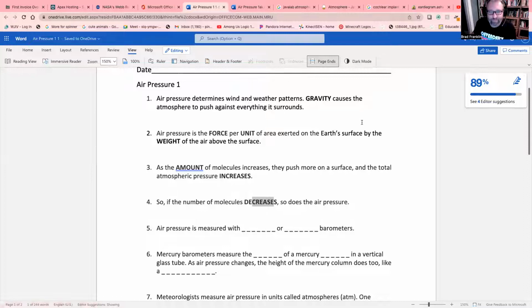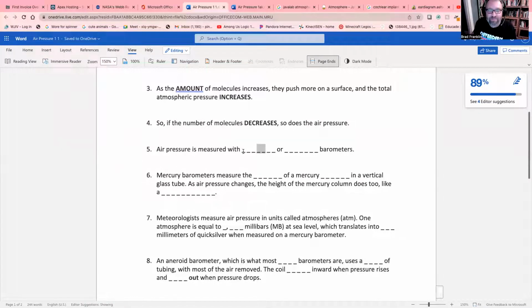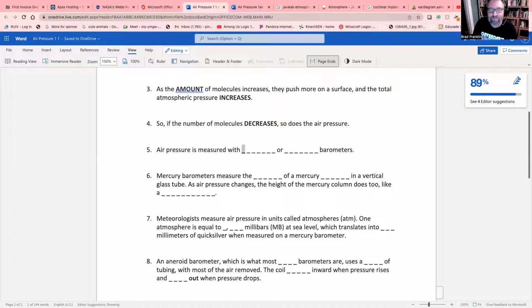Interesting. All right. Air pressure is measured with blank or blank barometers. What's the first one? The first one has to do with that white silvery metal, atomic number 80, Hg, mercury. Good job. Or what's the other one? The other one that doesn't use mercury, it uses that coil, that diaphragm. Remember? What do you call that one?